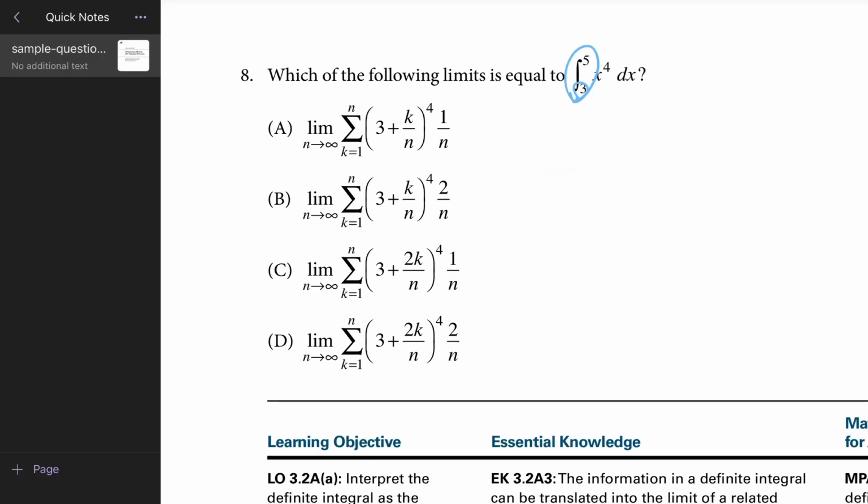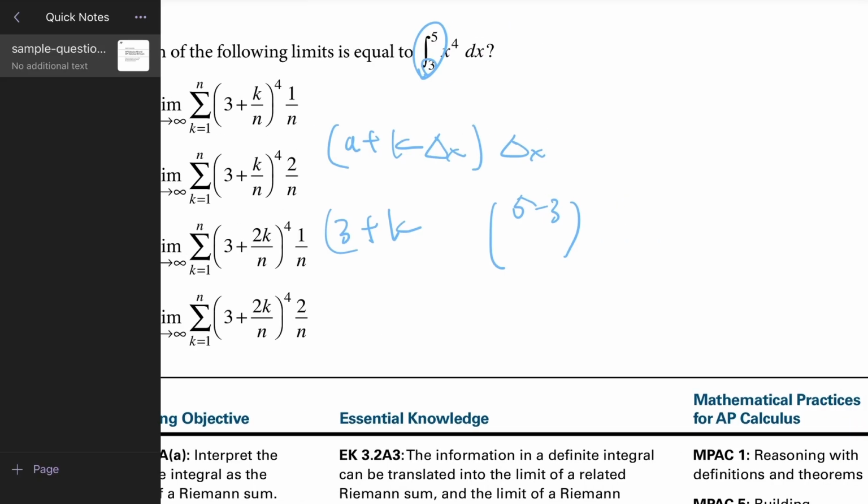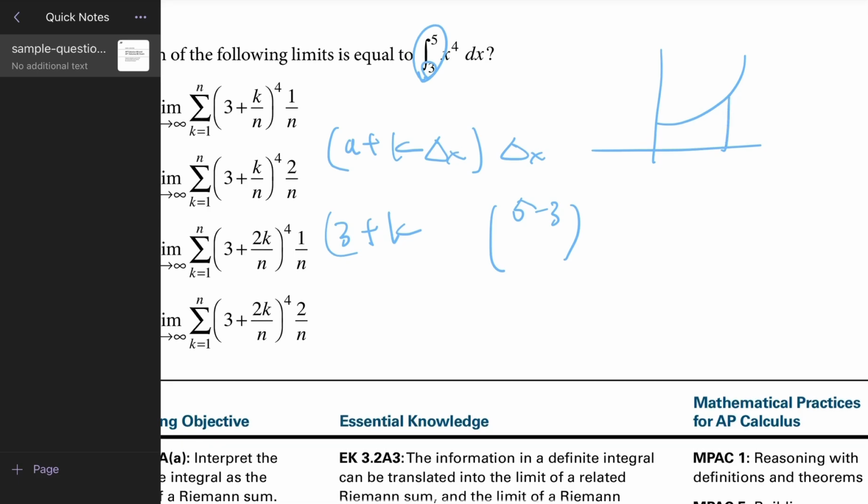And if we use this formula, a here is 3 plus k times the change in x. And the change in x here is 5 minus 3. So that's the total distance. So if we draw this graph here, it's going to go something like this, except it's more exaggerated because it's x to the fourth. And this is 3, and this is 5. X equals 3 and x equals 5. And we're trying to find all this area underneath. So we have to find this total distance under here.